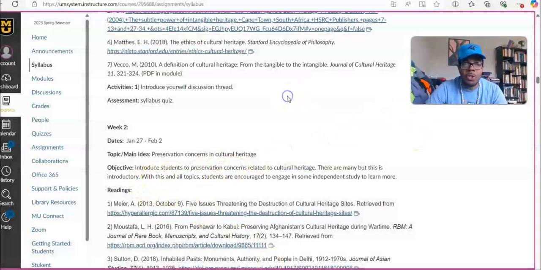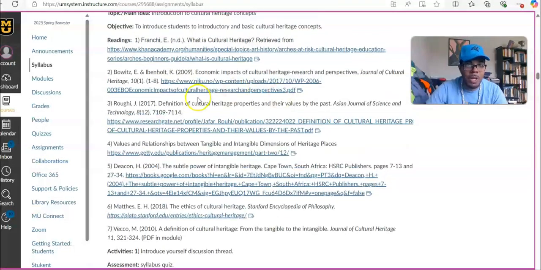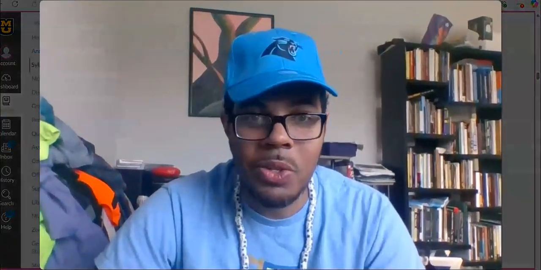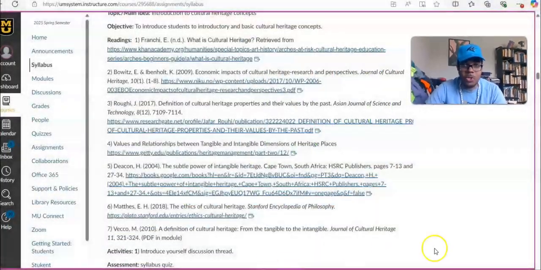Now, also, I do want to let you know, because a lot of times you're going to see a lot of readings. You've got 7 readings here, but I do want you all to know that some of these readings are not going to be that long. So I know that some of you are going to be like, whoa, look at all these readings.